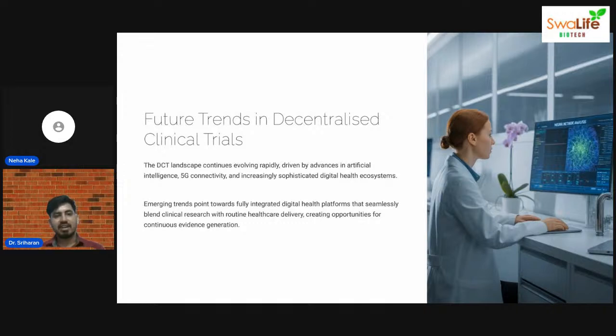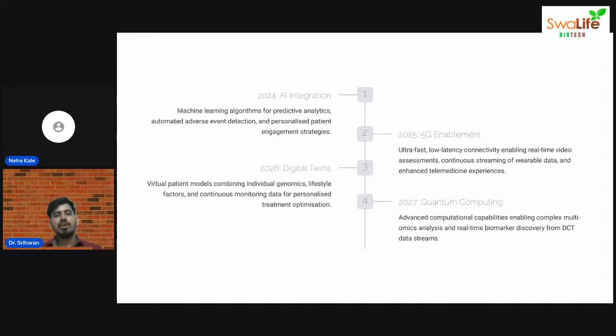Future trends in decentralized trials. We are seeing now, in the current year 2024, AI integration. We are going to see very deeply how AI plays a major role, using machine learning algorithms for bringing the patient into the trial. Likewise, we are doing.